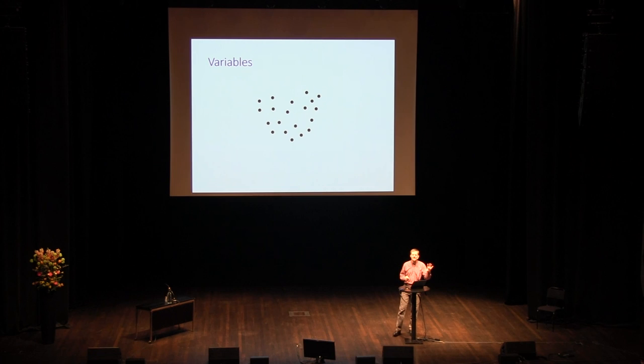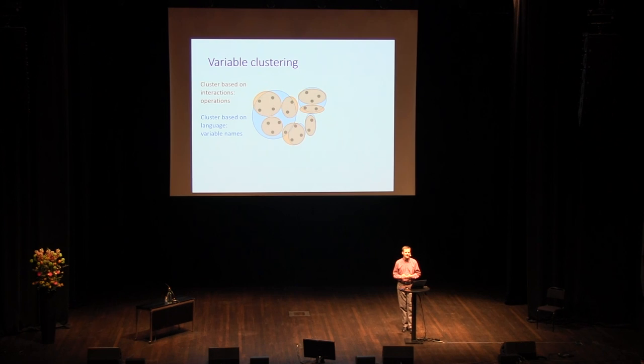So here's another way of visualizing that. These are lots of variables. And what we want to do is cluster based on the interactions, on the operations, like if A and B are used together, if you say A plus B, or if you say C is less than D. Then we also want to cluster based on the language, based on the names of the variables. And now compare these clusters. Where's the problem here? These clusters are not the same. And there are quite a few places where they differ. But where is the problem?